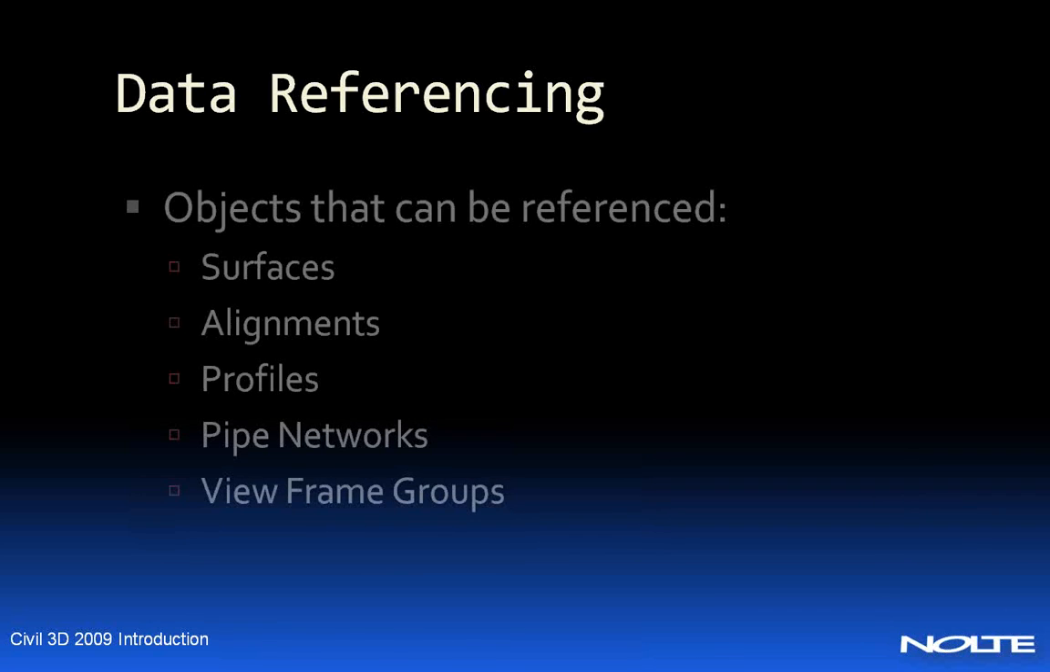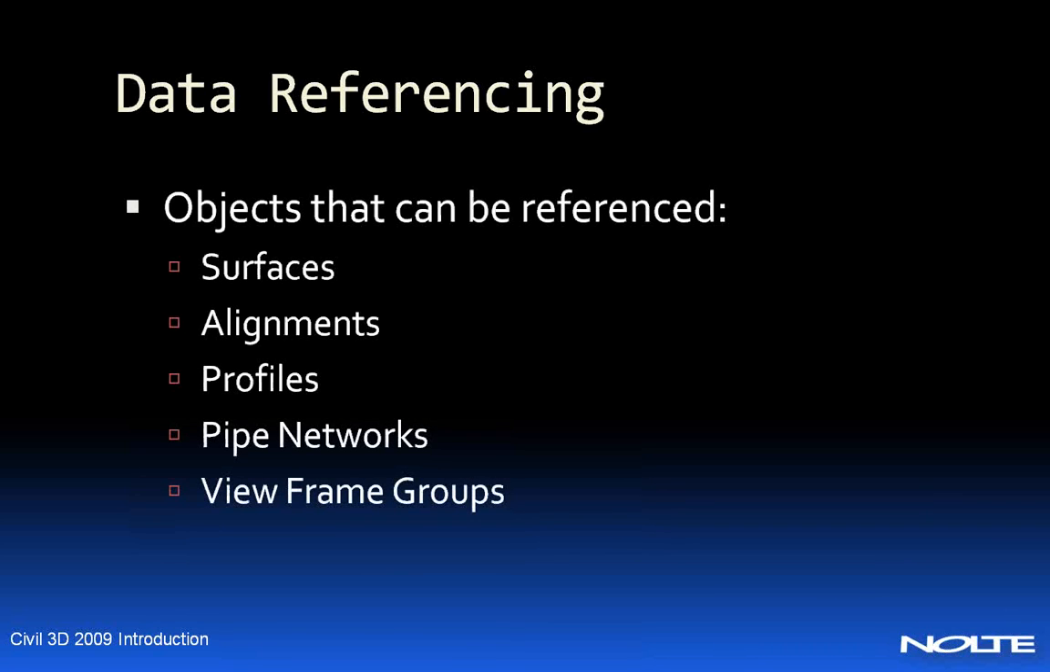All right. What can be data referenced? Not everything in Civil 3D is available as a data reference. The only things that you can get to are your surface models, your alignments and profiles, pipe networks, and then the last one there is an item called a view frame group, which is used for sheet layout. I'm not going to worry about that one too much, but the first four are what we can data reference. Everything else like points and parcels and grading objects are not available through data references. So you kind of need to watch that. So here's what we can access through data referencing.